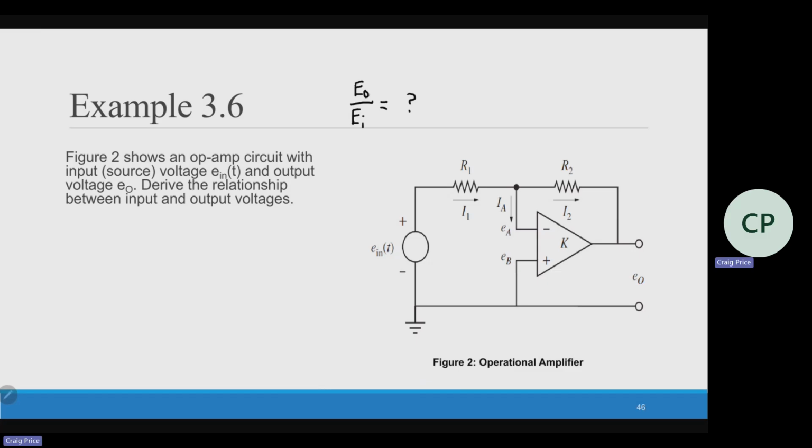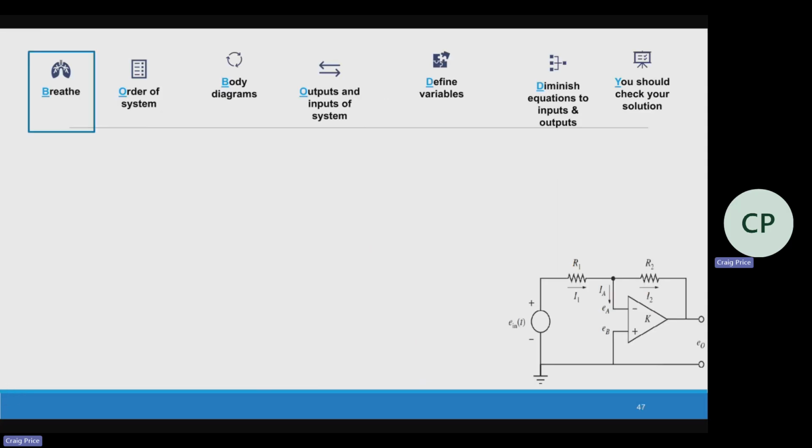Okay, so this is our first time with an op-amp. It looks different. It looks a little bit scary. We're going to start with the breathing. Take a breath. Okay, wait. We have some rules. We're just going to try to follow the rules and hopefully we can get to a final answer.